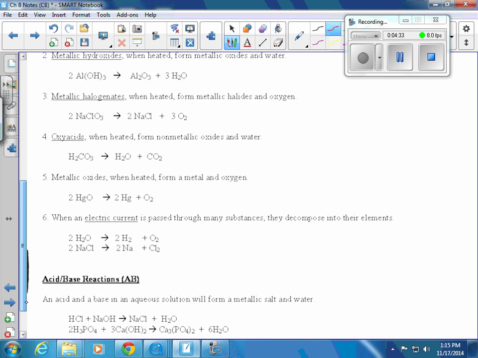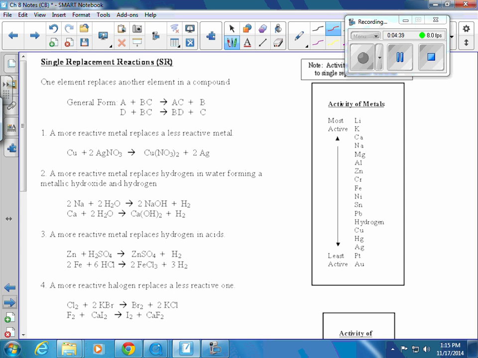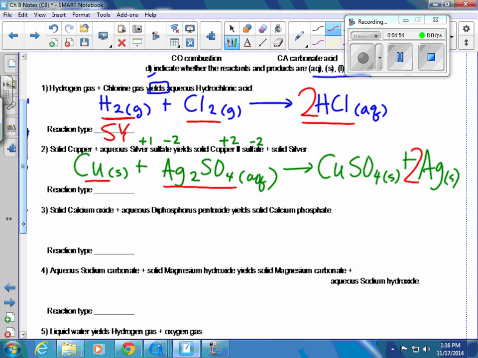So keep on going. Acid-base reaction, we haven't really talked too much about that. I wouldn't worry about acid-base. And then single replacement. Can you see in the general form that I have a single element with a compound? Single element with a compound is going to be single replacement, which is what I have in number 2, single replacement.